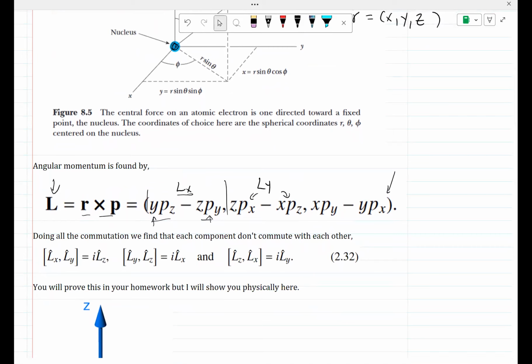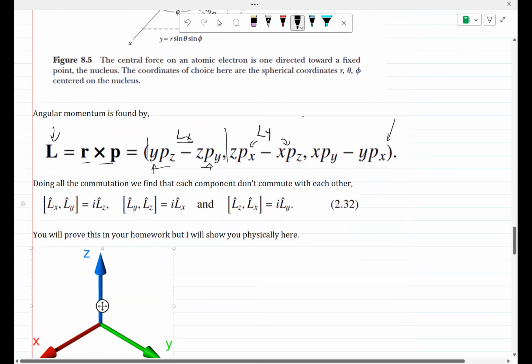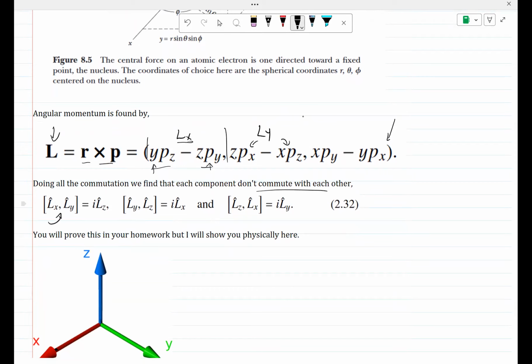What we want to do is use commutation relations to figure out if we can measure something out of this. In the homework, I have you derive the commutation relations between all these different operators. The angular momentum in X commuted with Y is equal to, there's an extra i that pops out, times the angular momentum in the Z direction. Similarly, Y commuted with Z is i times Lx. Z with X is i times Ly.